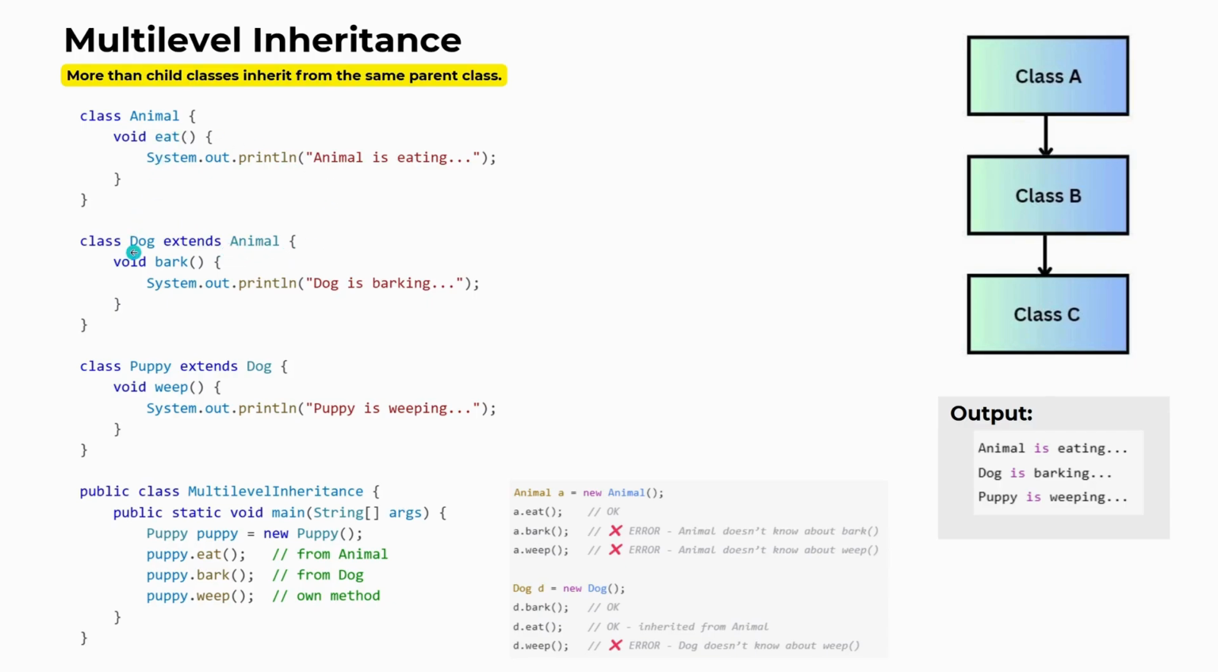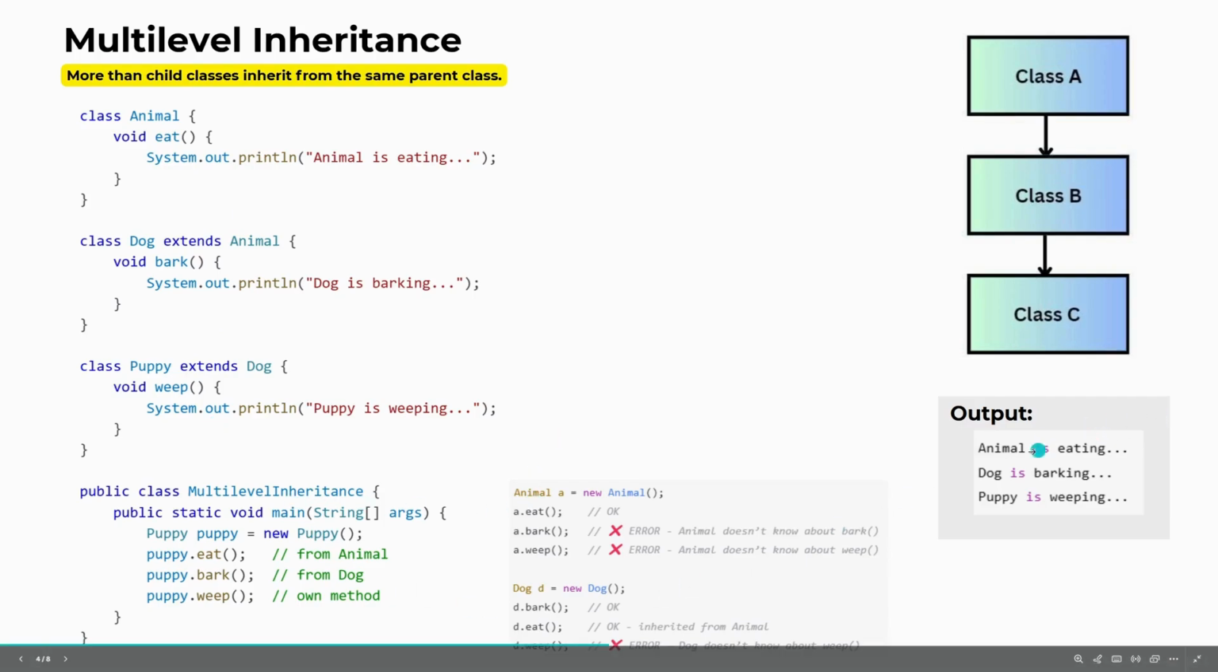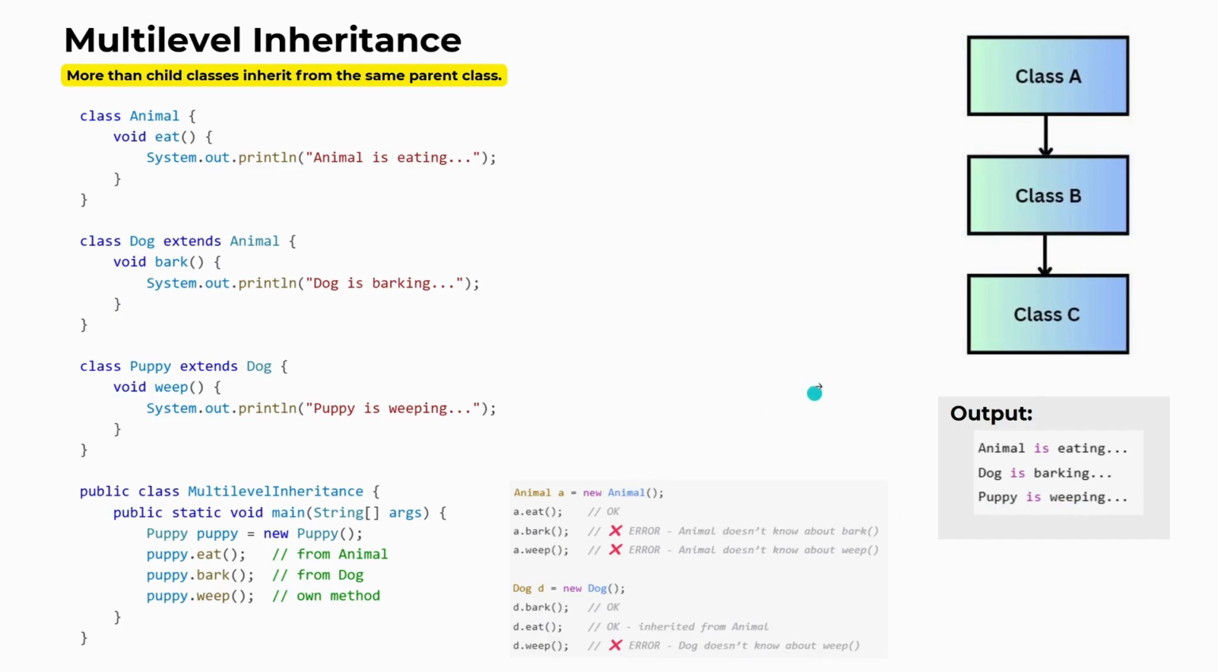But can this dog class use the method weep? No. That's why by puppy we can use weep, bark and eat methods. So the output of this will be animal is eating, dog is barking, puppy is weeping.